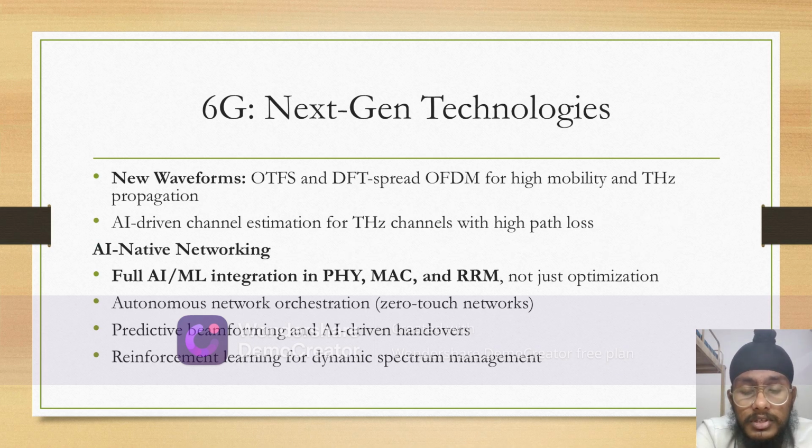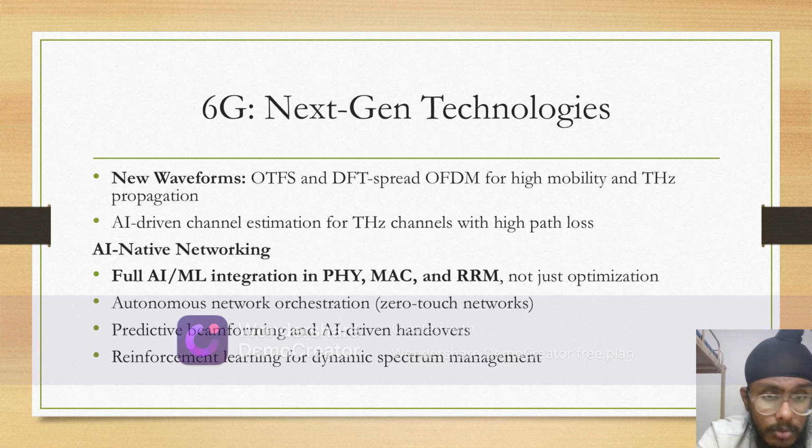So in the next slide, the next generation technologies of 6G topic continues, under which the key points are new waveforms, OTFS and DFT-spread OFDM for high mobility and terahertz propagation. Another key point is AI-driven channel estimation for terahertz channels with high path loss, AI native networking. Another point is full AI integration in PHY, MAC, and RRM, not just optimization.